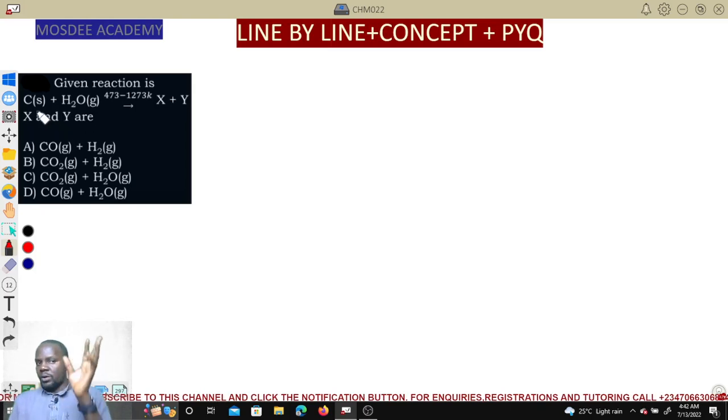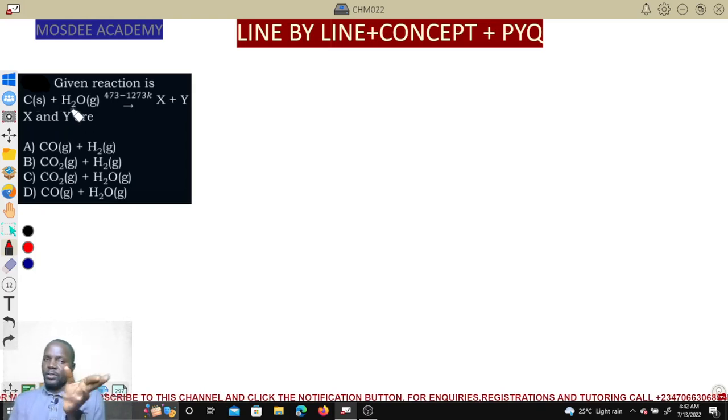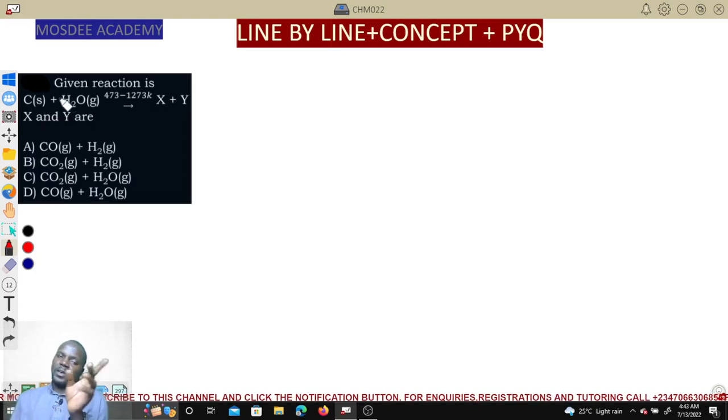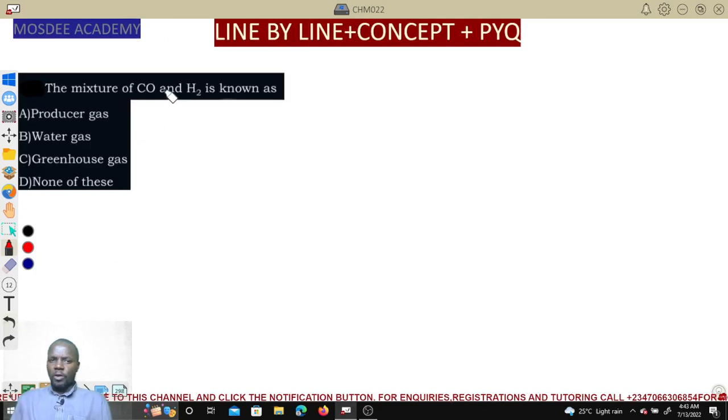Next is the same reaction, carbon. I told you, when steam is passed over red hot coke, you are going to have synthesis gas, which we also call water gas. What is water gas? Carbon monoxide and hydrogen. Please don't make a mistake. This is the answer to that. The next one: the mixture of carbon monoxide and hydrogen is synthesis gas or water gas. So this is the answer.